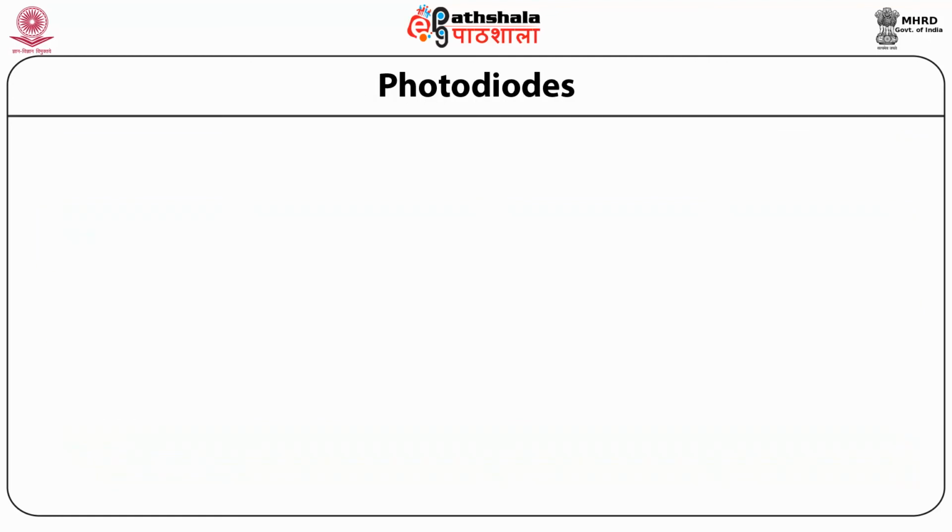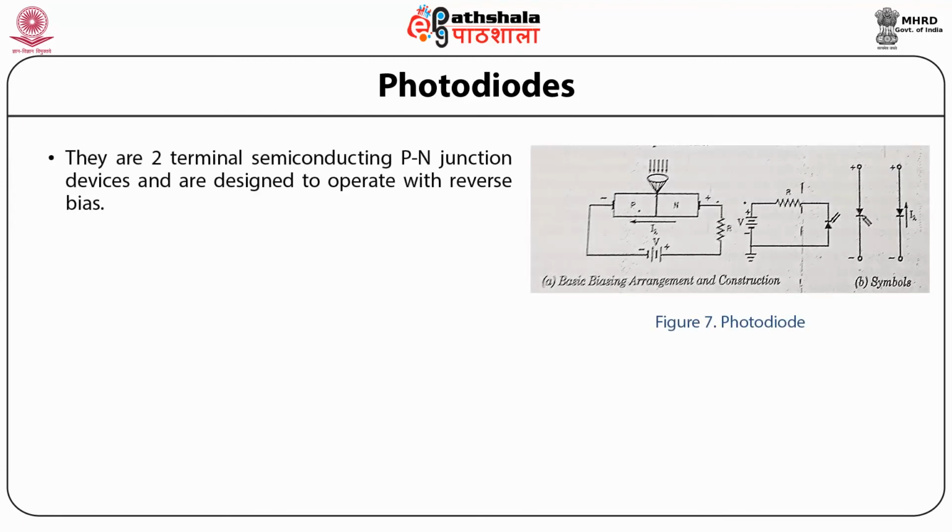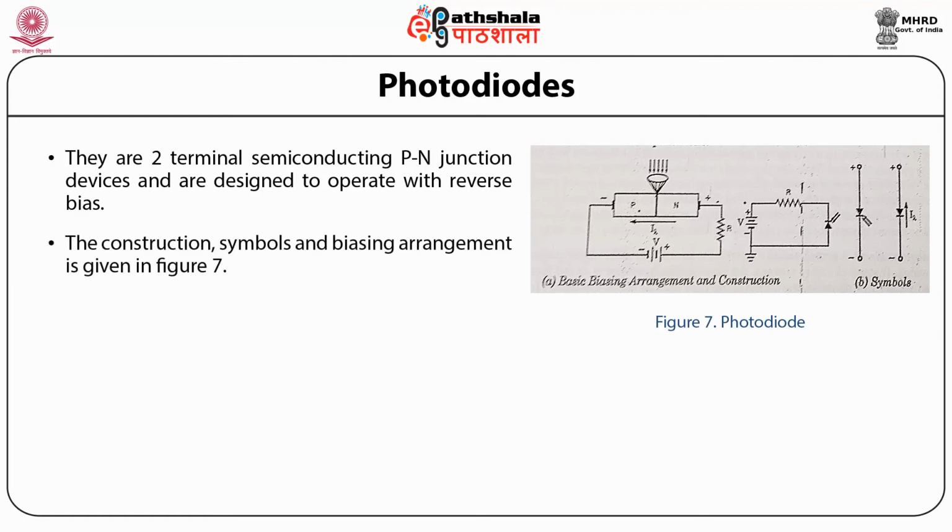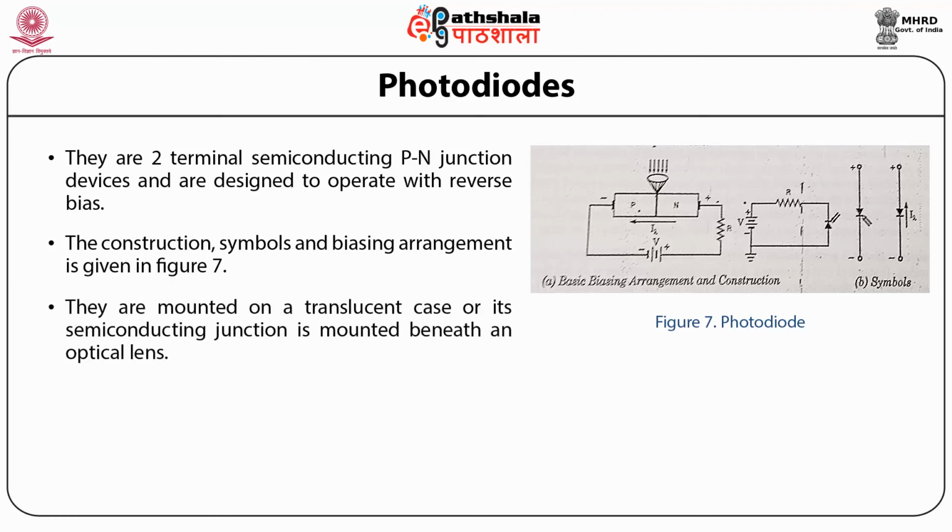First of all, let us study the photodiodes. They are two-terminal semiconducting PN junction devices and are designed to operate with reverse bias. The construction, symbols and biasing arrangement are given in figure 7. They are mounted in a translucent case, or the semiconducting junction is mounted beneath an optical lens.